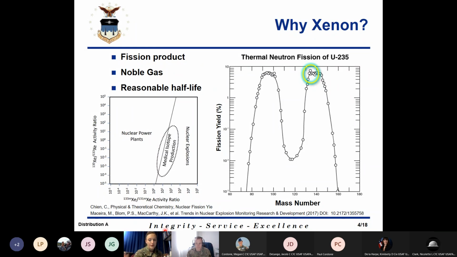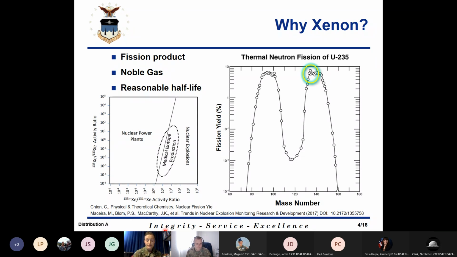Second, it's a noble gas. If you remember from your chemistry classes way back, a noble gas is called a noble gas because it doesn't really interact with anything else. So after the detonation, we're not going to see xenon interact with other elements. It's going to stay there. It's going to be stable, and thus it can be used for a detection mechanism.